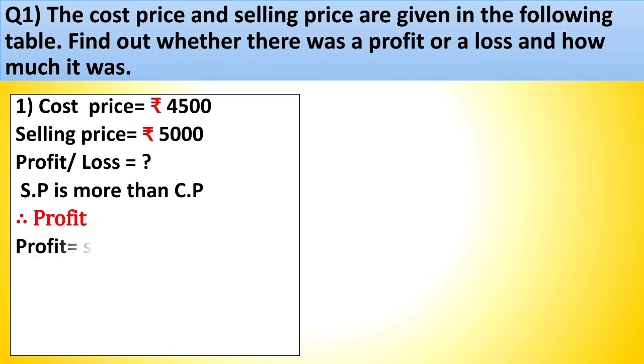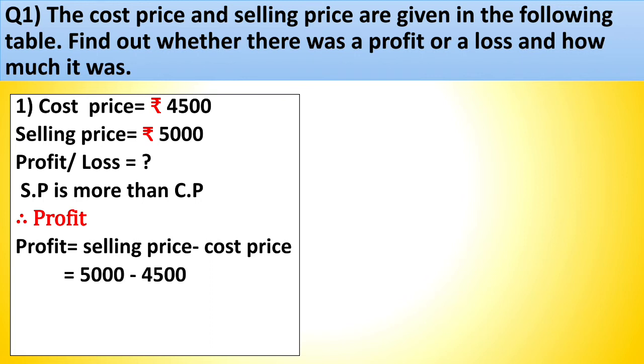So now we will put the formula for profit. Profit equal to selling price minus cost price. So your selling price is 5,000 minus cost price is given 4,500. When you subtract, you get how much? 500. So profit is how much, student? 500.